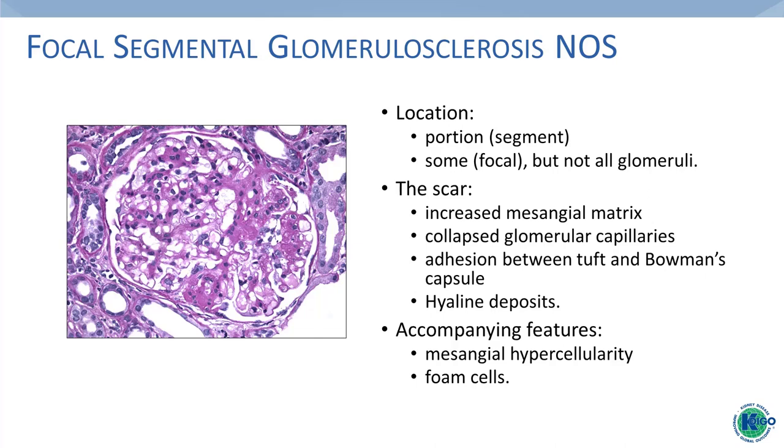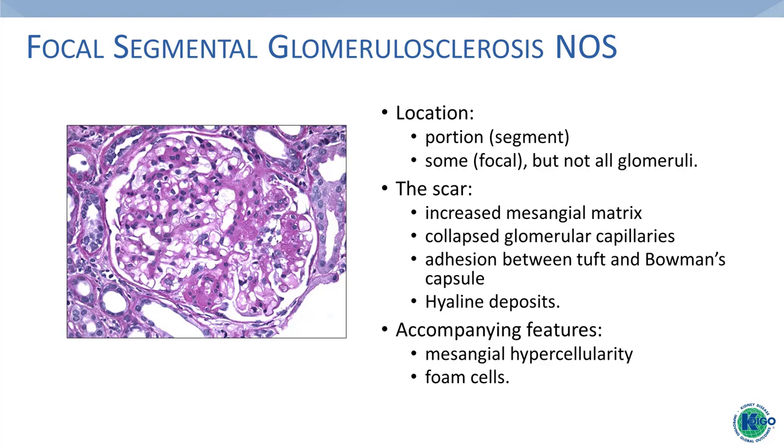So perhaps the most frequently found variant, the FSGS not otherwise specified category, requires that all other categories be excluded. It is defined by focal and segmental consolidation of the tuft by increased extracellular matrix, obliterating the glomerular capillary lumen. There may be segmental glomerular capillary wall collapse without overlying podocyte hyperplasia.